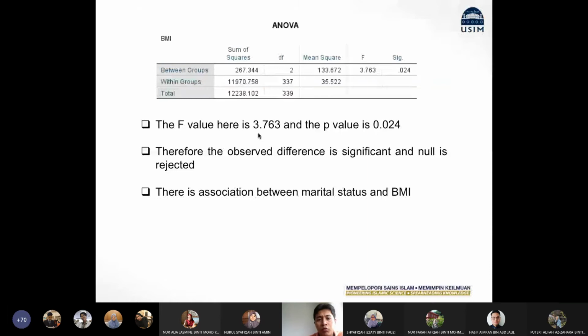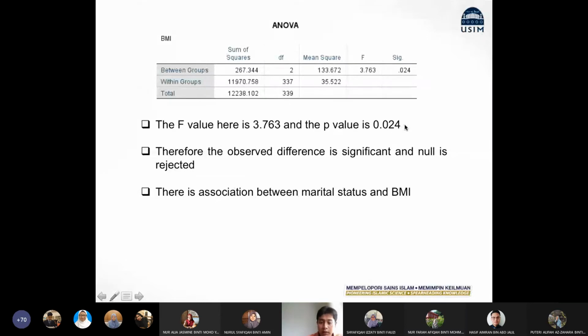When calculating manually, after using the formula, you get the F value of 3.763. For this F value of 3.763, in the four-figure table book there is a table that tells you which P value range it falls in. So the F value here is 3.763, and the P value is 0.024. So 0.024 is less than 0.05. Therefore, the observed difference is significant. The difference between groups that we observed earlier is significant, and we reject the null. Then we can conclude that there is an association between marital status and BMI. Understand? Understand, Doctor.